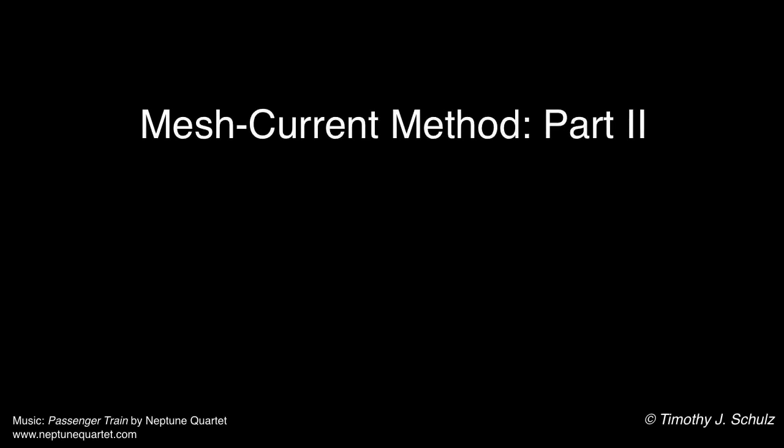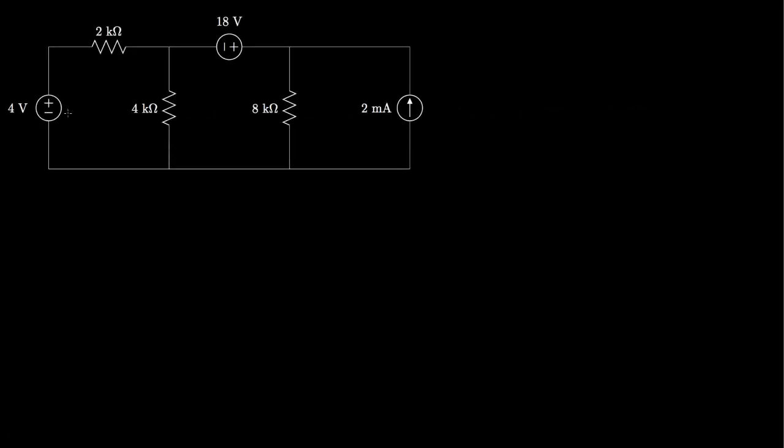In this lecture, we continue our introduction to the mesh current method for determining currents and voltages in a circuit, and we show how to use this method for a circuit that contains both independent voltage and current sources. Well, here's a circuit that has two voltage sources, three resistors, and one current source.